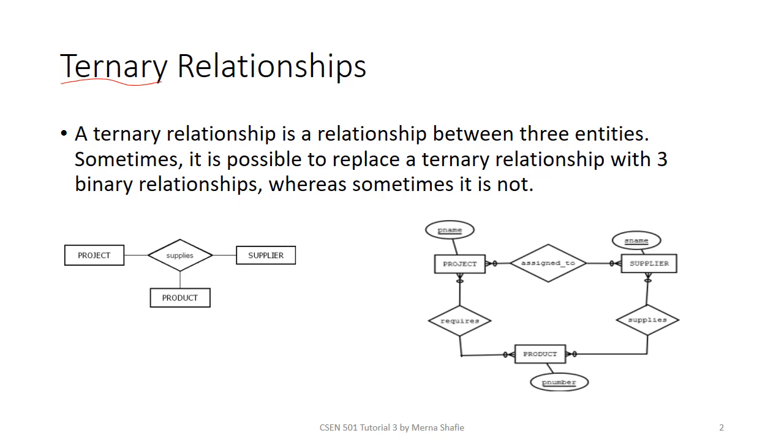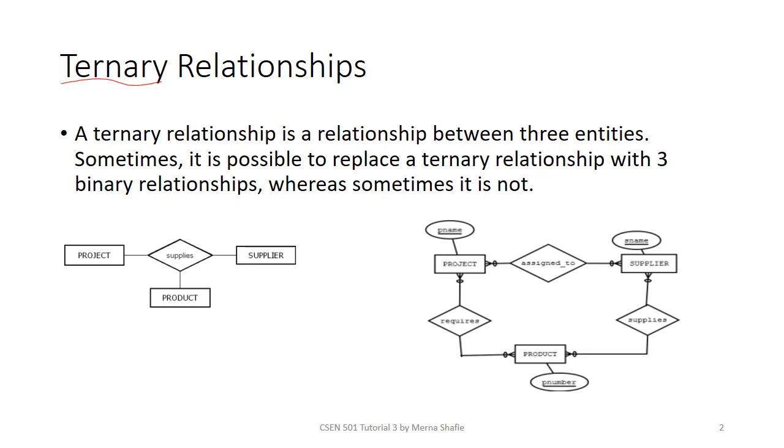A ternary relationship in general is a relationship between three entities. So whenever I connect three entities, we are always talking about a ternary relationship, a relationship that connects three entities. Sometimes it is possible to replace a ternary relationship with three binary relationships, whereas sometimes it is not. So it's not always the case that the ternary relationship is mandatory. We can replace it with three binary relations.